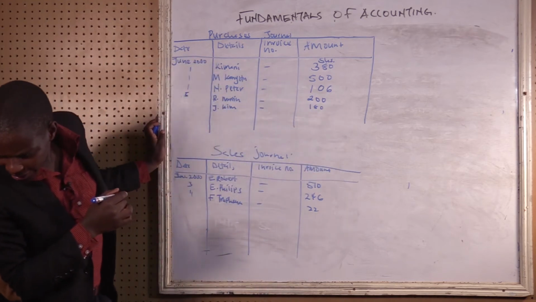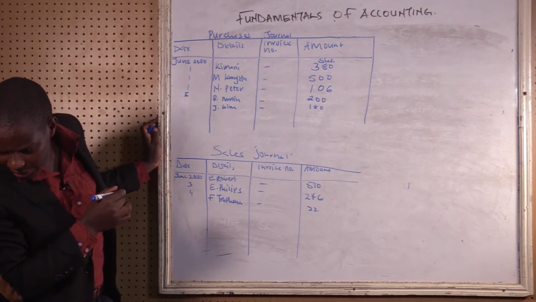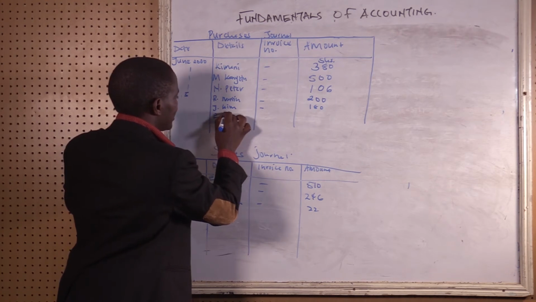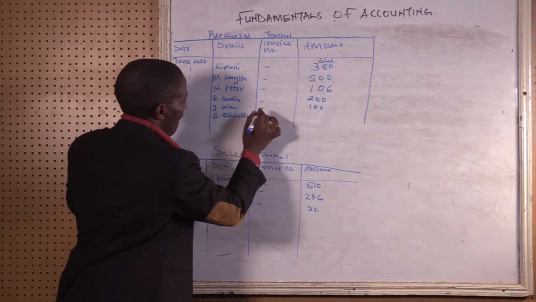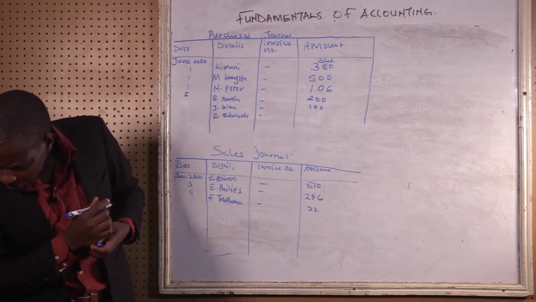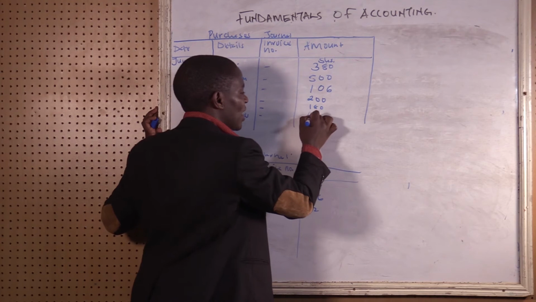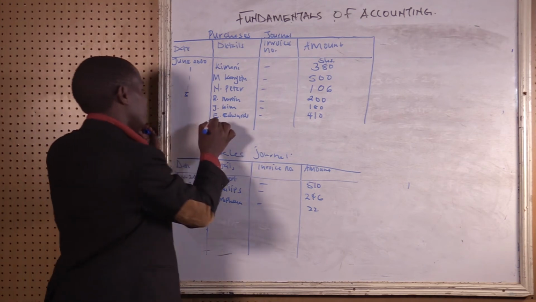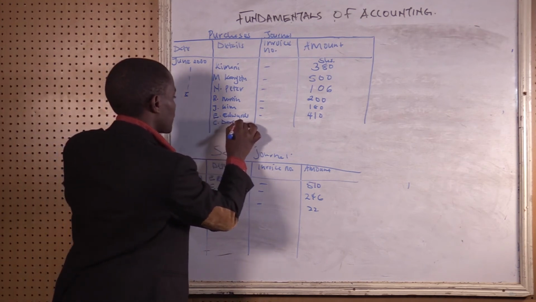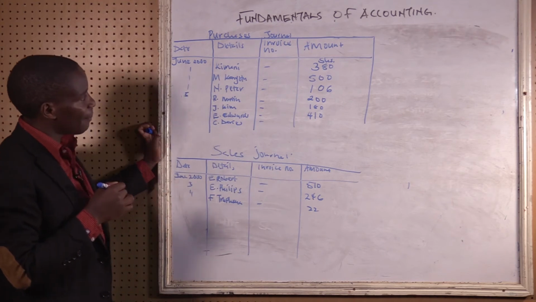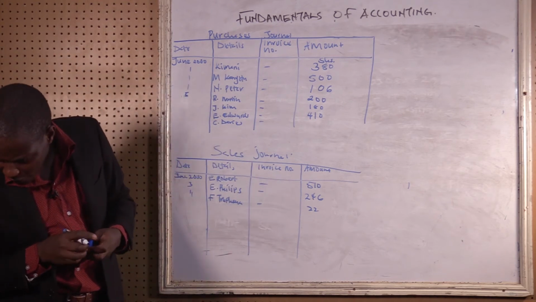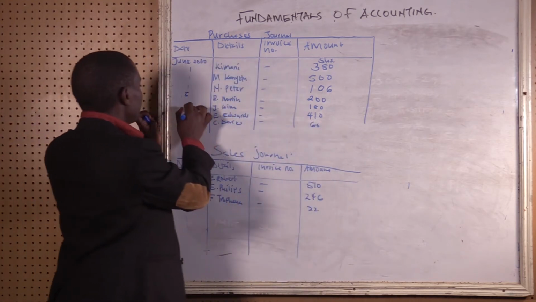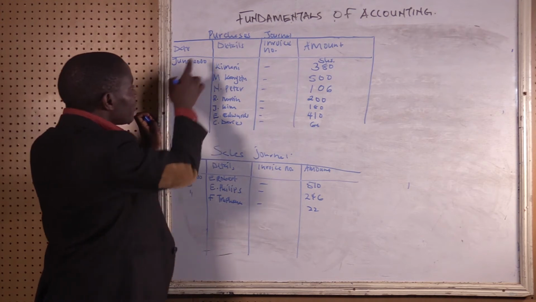180. Then we have E. Edwards. For E. Edwards, he bought things worth 410 shillings. And then there was C. Davis. Still, we didn't have an invoice number there. For C. Davis, it is 66 shillings. All this relates to 5th of June.